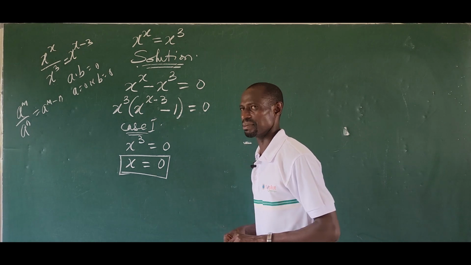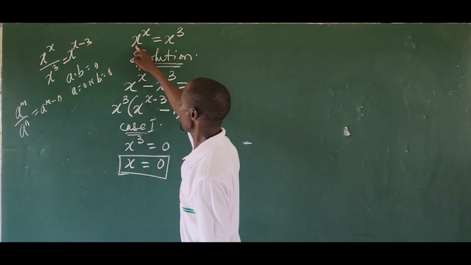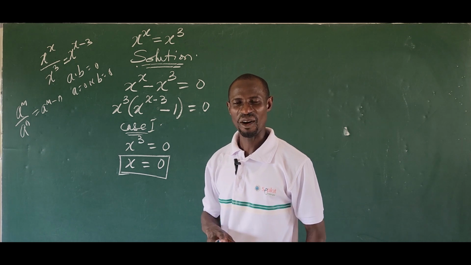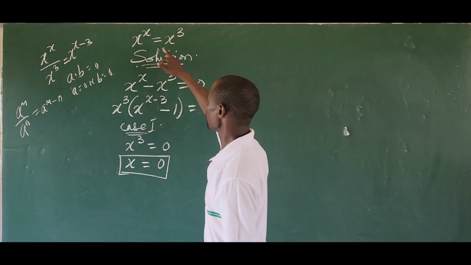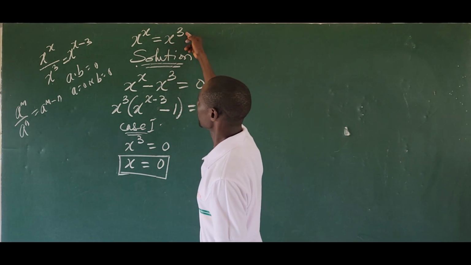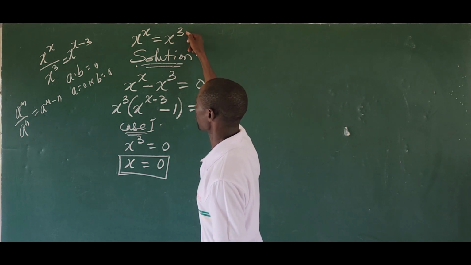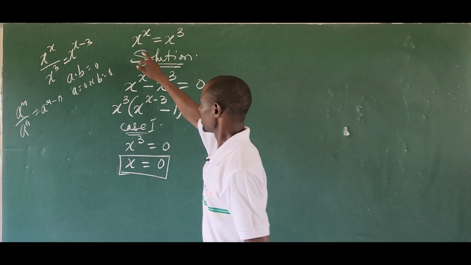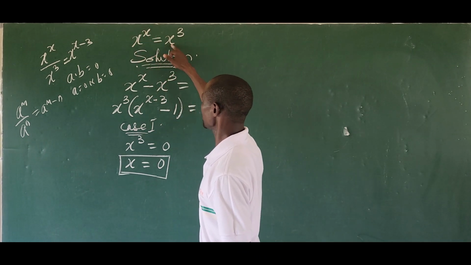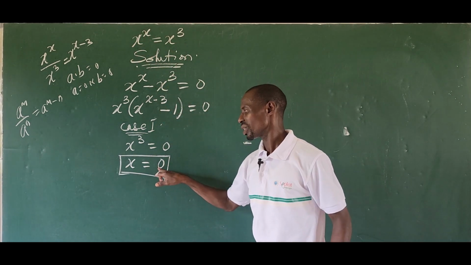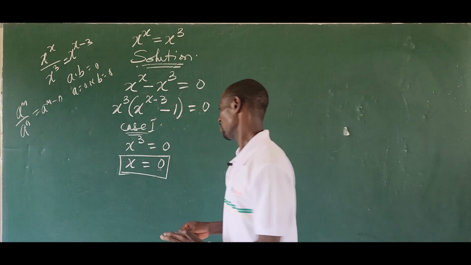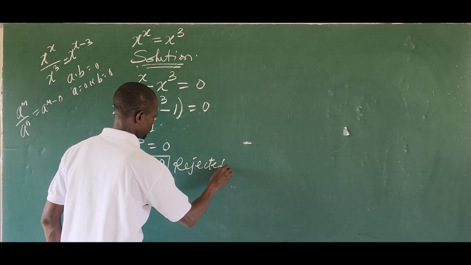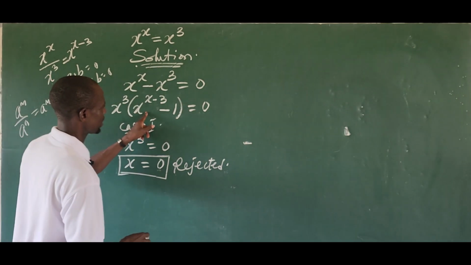Now let's look at it from this perspective. If we have x to the power of x, 0 to the power of 0 is undefined. Then here we have x to the power of 3, so 0 to the power of 3 will give us 0. So if we have this to be undefined and this is equal to 0, this root is rejected. So from here we can say this root is rejected. Now let's take case 2.